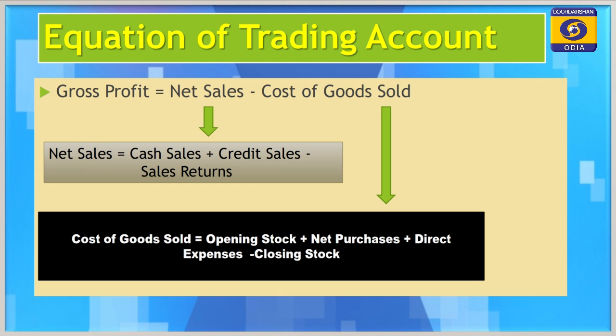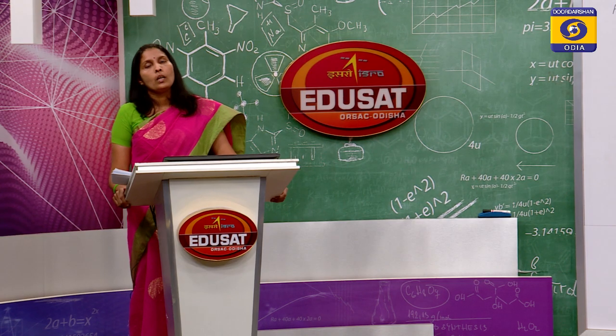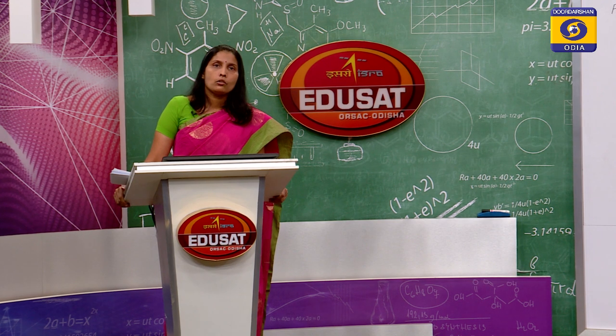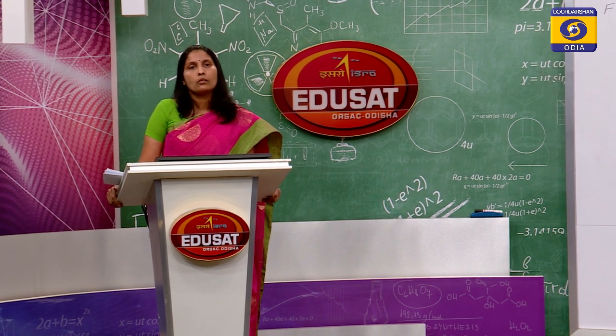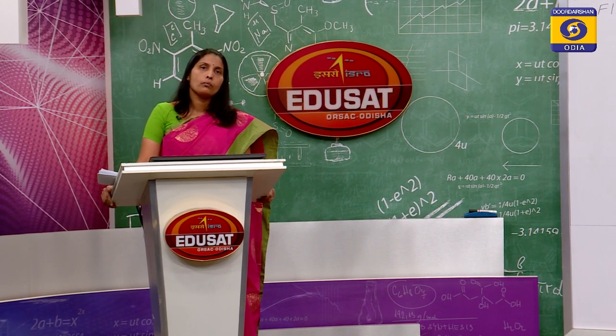And how do we find out the cost of goods sold? The cost of goods sold will be calculated with the formula: opening stock plus net purchases. Net purchases here means cash purchases plus credit purchases less returns, if any, plus direct expenses and minus the closing stock. That will give us the cost of goods sold. So, if we have net sales minus cost of goods sold, that will give us the amount of gross profit.